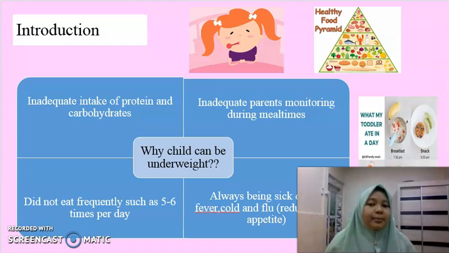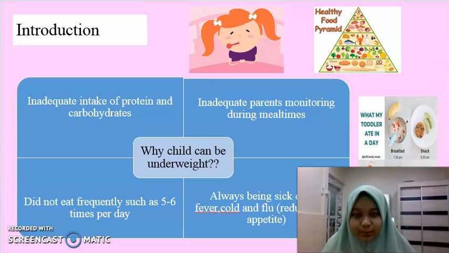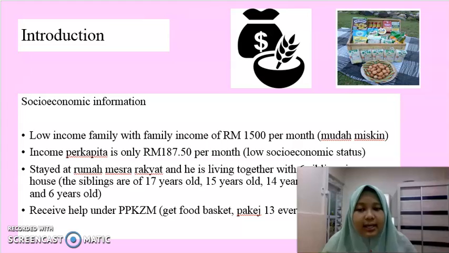There are also many factors why a child can be underweight. For example, inadequate intake of protein and carbohydrates, inadequate parental monitoring during meal times, not eating frequently enough, such as 5 to 6 times per day, and always being sick. When they are sick, such as having fever, cold and flu, they have reduced appetite. So when the appetite reduces, they don't have the desire to eat, and they will lose their weight.